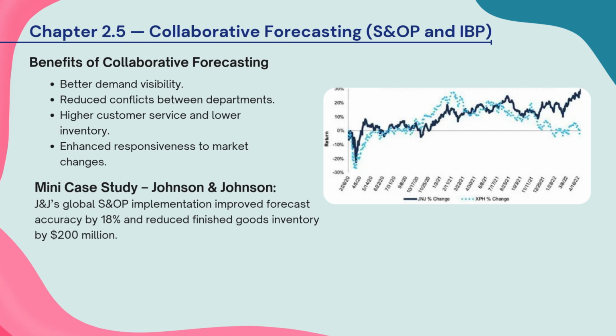Collaborative forecasting improves demand visibility and reduces conflicts between departments. It enhances customer service, lowers inventory levels, and allows faster response to market changes. For example, Johnson & Johnson's global S&OP improved forecast accuracy by 18% and cut finished goods inventory by $200 million.